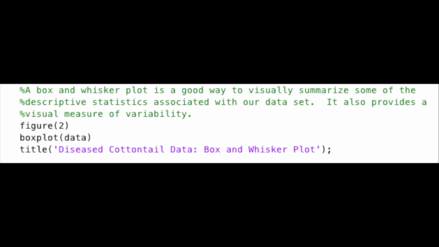The next visualization I'll produce is a box and whisker plot. To accomplish this, I set up a second figure window using the figure command again, and then I simply apply the boxplot command to our data variable. I do go ahead and customize this plot a little bit by adding a title to it using the title command as well.